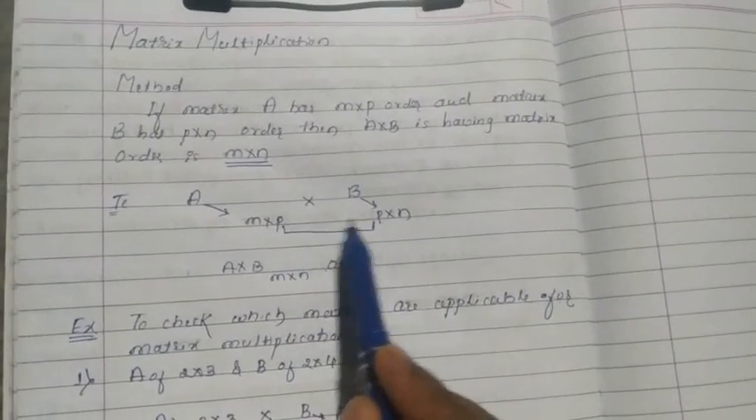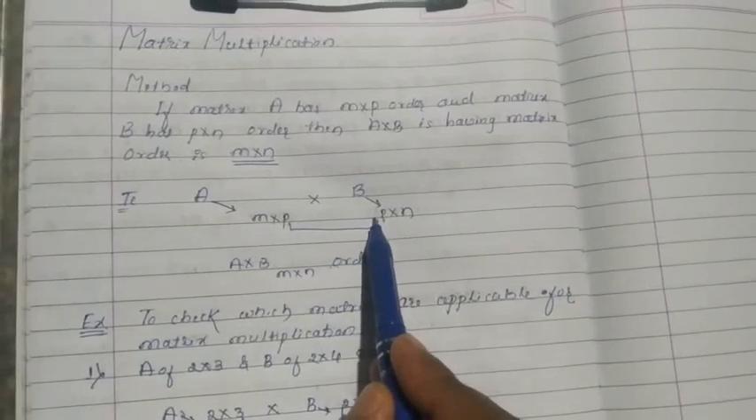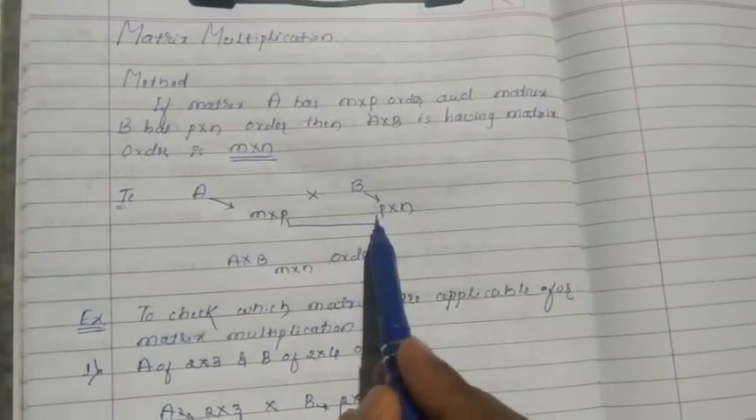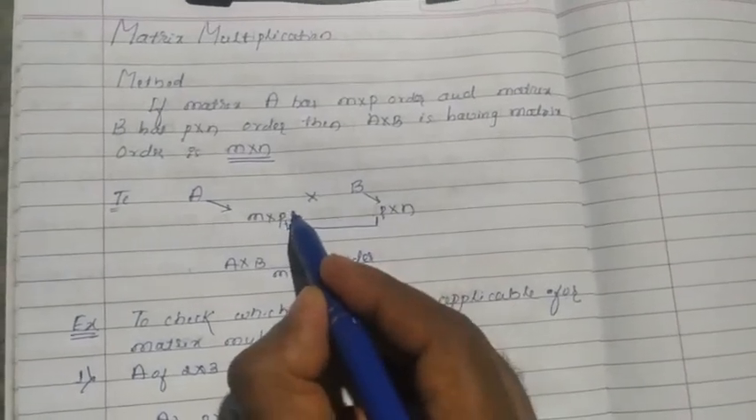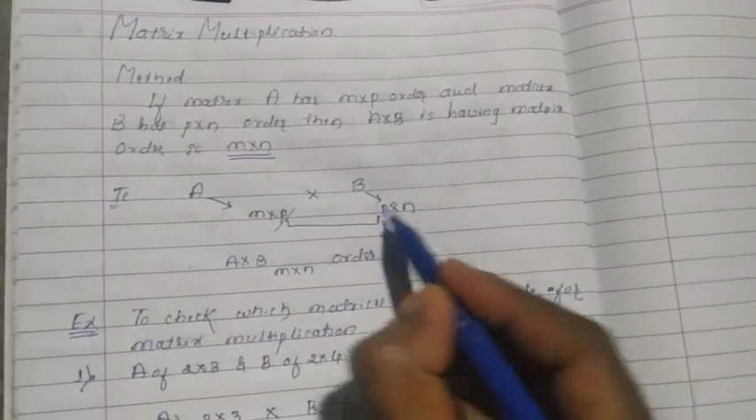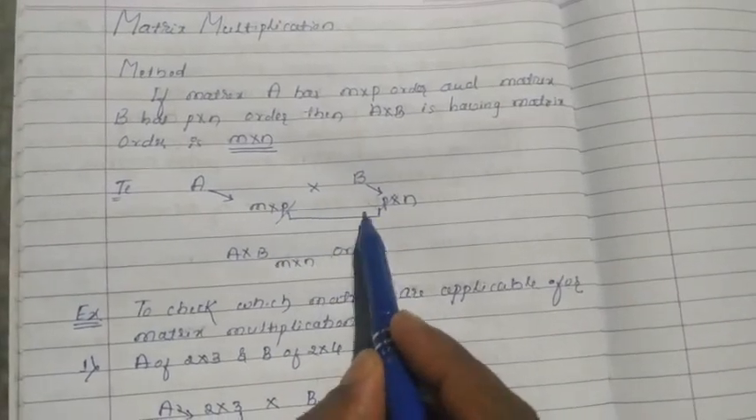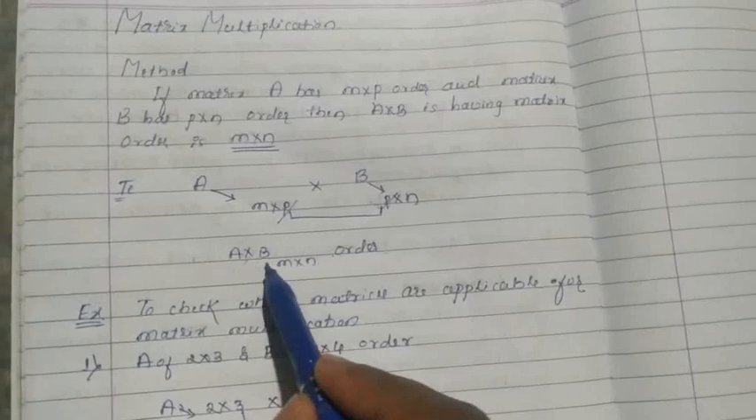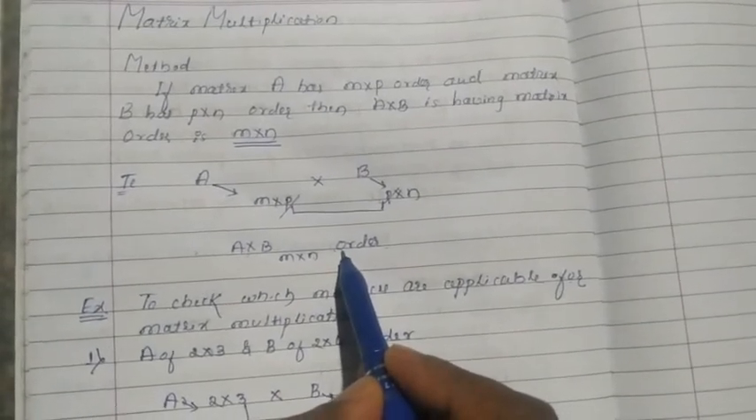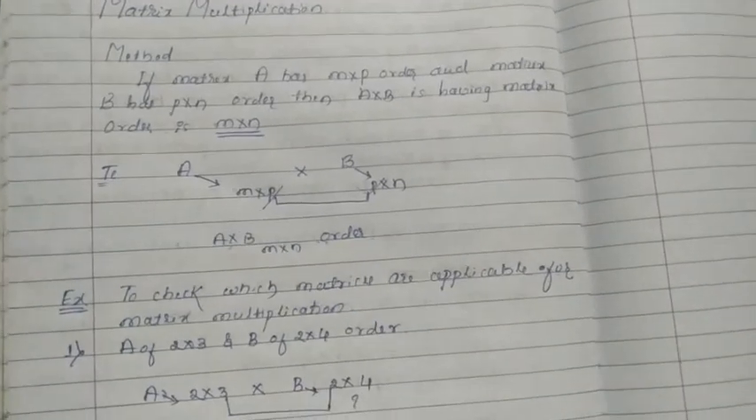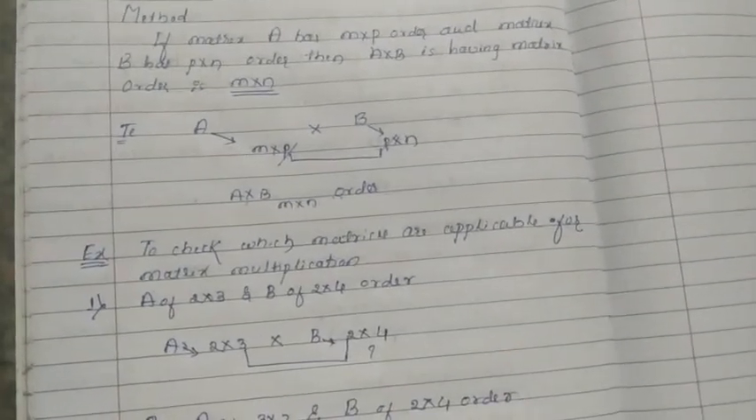If both are different, like if one P is 1 and the other P is 2, P means both have the same letter, so both should be the same. Then you can cancel them, no problem. Like this, when we cancel the same P, what remains is the order of the matrix, and at the end we get order M into N. So you have to follow this method when doing matrix multiplication.